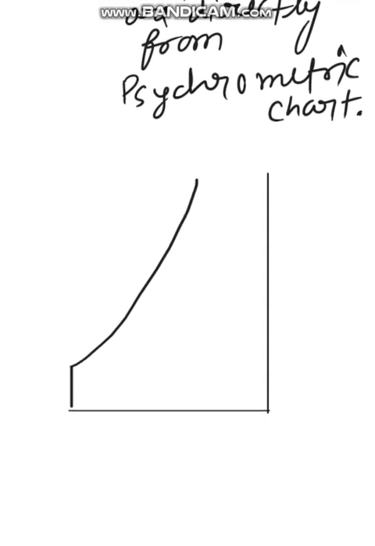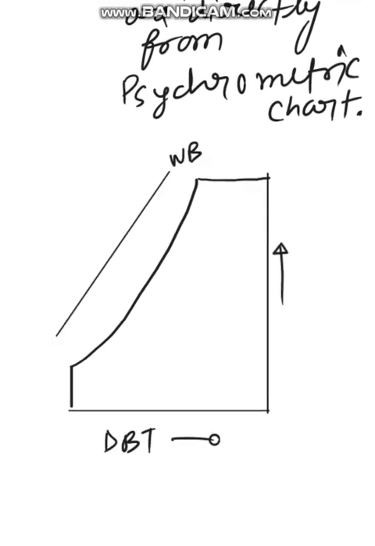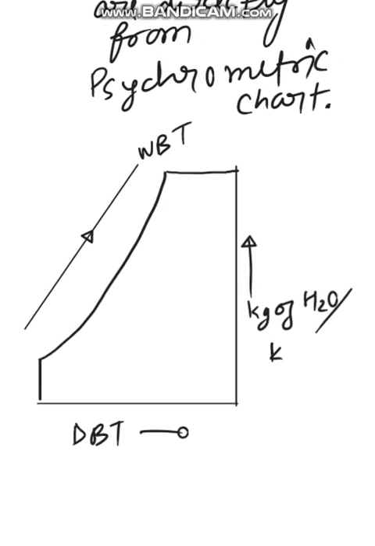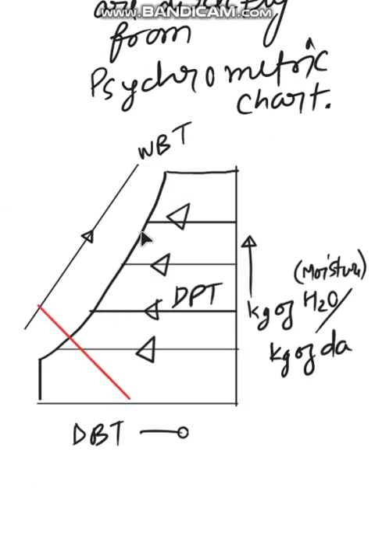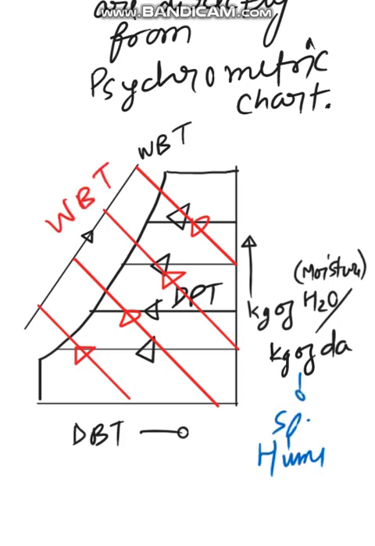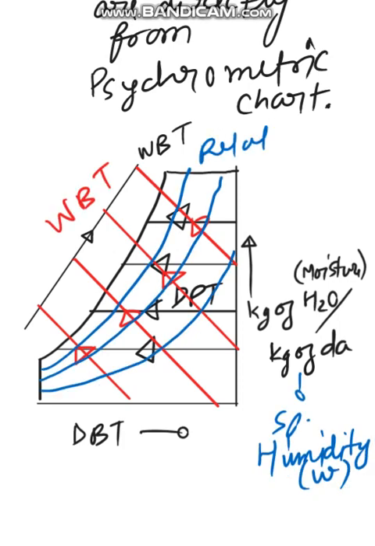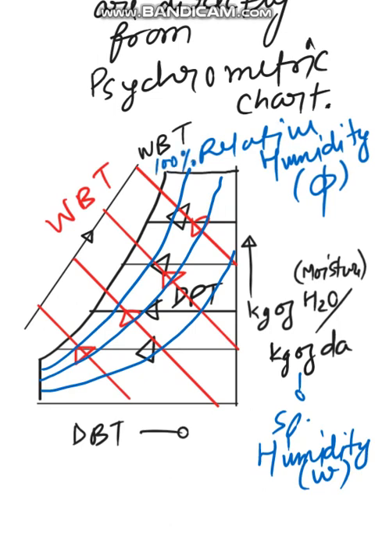How does this psychrometric chart look? This is dry bulb temperature, this is wet bulb temperature. This is kg of H2O per kg of dry air, which is called specific humidity. These straight lines measure dew point temperature, and these slanting lines measure wet bulb temperature. This is specific humidity. And these curvy lines are relative humidity lines. Relative humidity becomes 100% when air becomes saturated.